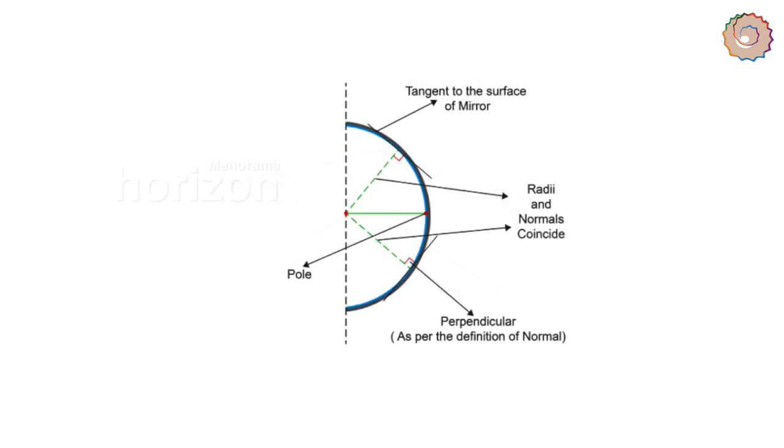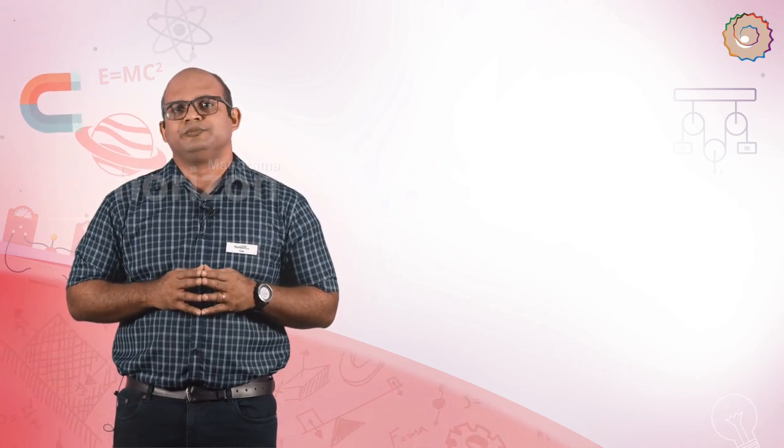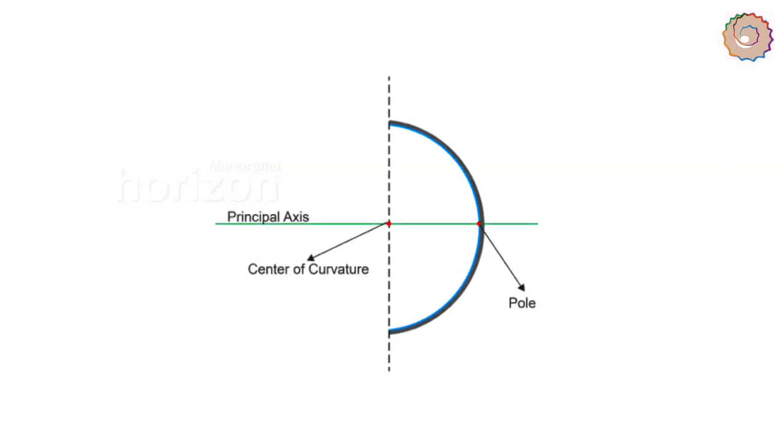Looking at the definition of normals, we realize that the radii of this sphere each represent a normal for the point where they meet the surface of the spherical concave mirror. The geometric center of the mirror surface is known as the pole. An imaginary line passing through the pole and the center of curvature is called the principal axis. All the measurements are made on the principal axis with respect to the pole.